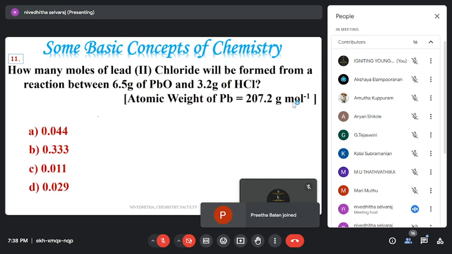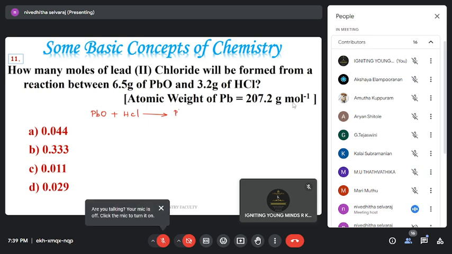So what are all the reactants? Lead oxide is one of my reactants, reacting with HCl to give what is the product? What is the product? Lead chloride, ma'am. Very good. Lead chloride is the product. But what is the formula? PbCl2, ma'am. Very good. PbCl2.